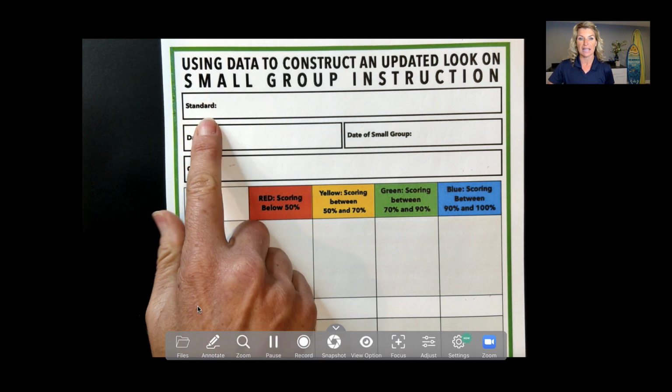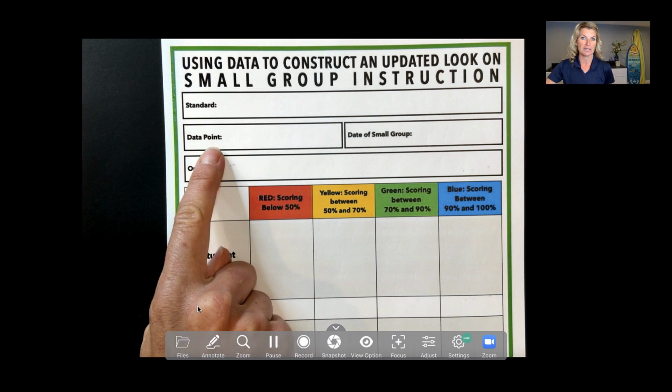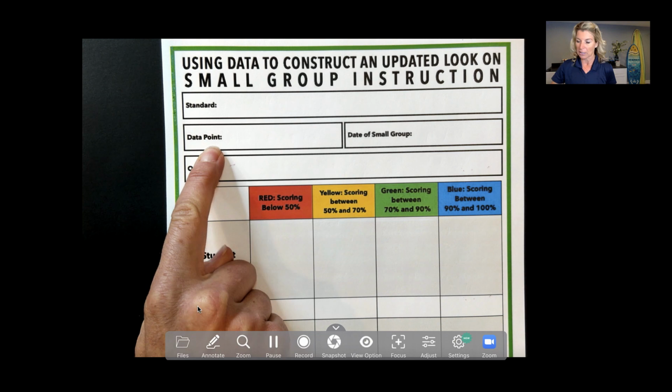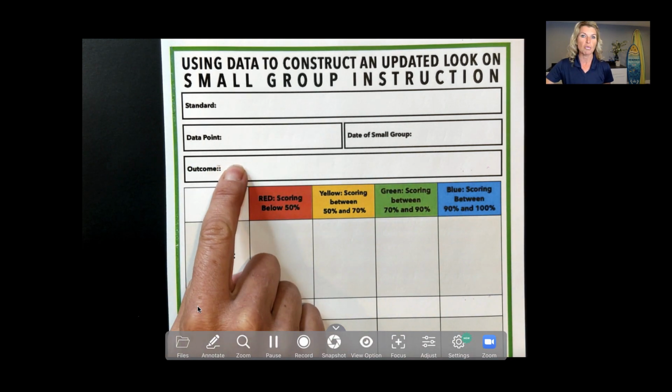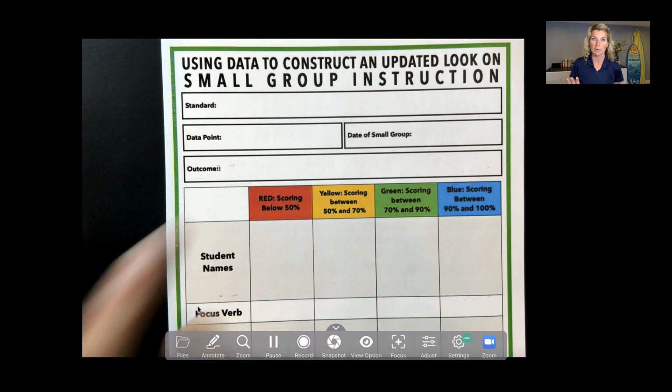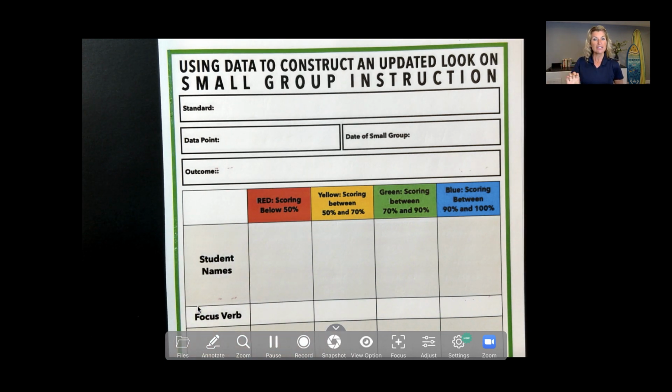One, we're looking for the standard. We're looking for what data point the teachers are going to be using, and I'll explain that when we get going. We're talking about what day they're going to set up their small group and what the outcome is. What do you want your students to do when they leave your small group? That's just the beginning part.